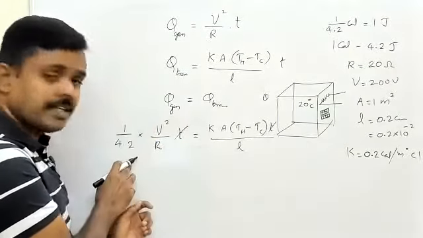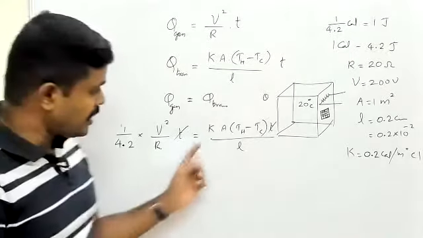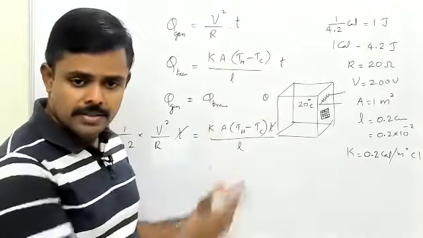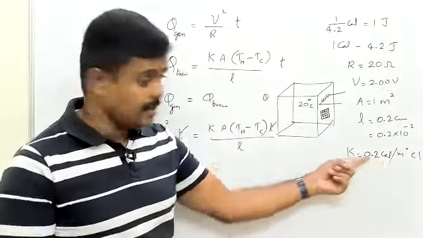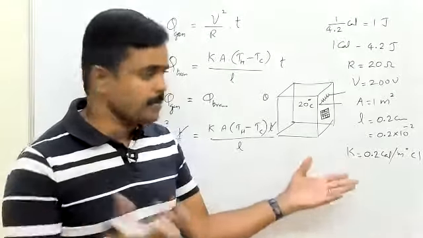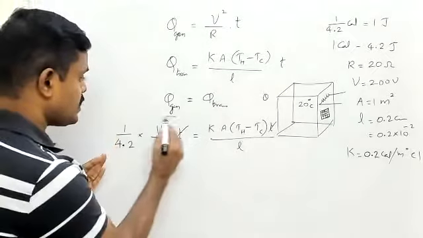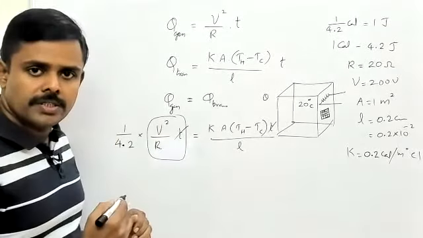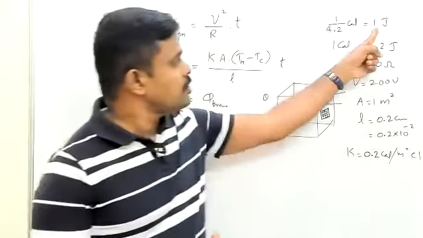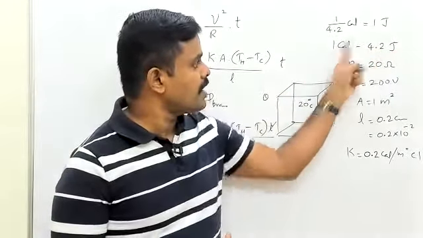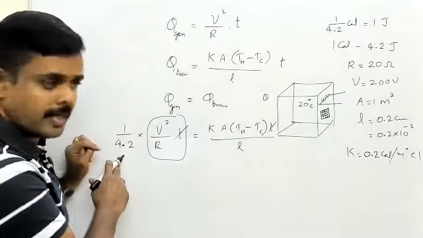If I want to convert that to calorie, why do I insist on it? Because the other side has calorie, right? Calorie and calorie can get cut. Otherwise, converting calorie to joule in the conductivity is very difficult. They never expect you to do that. Instead, it is better to convert the left side, which is in joules, to calories. How do you do that? 4.2 joules is 1 calorie, so 1 joule will be 1 by 4.2 calorie. So you have to multiply by 1 by 4.2.